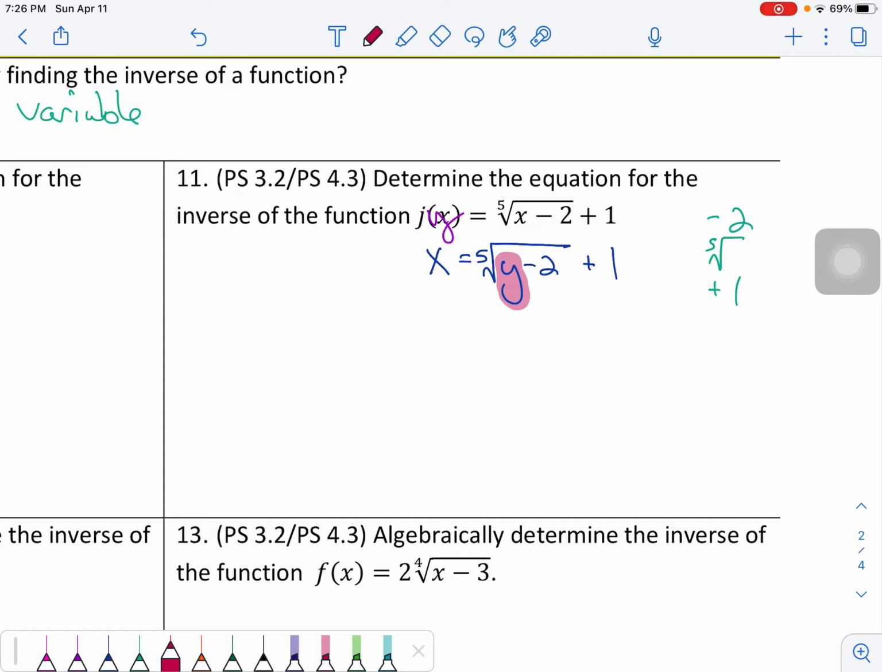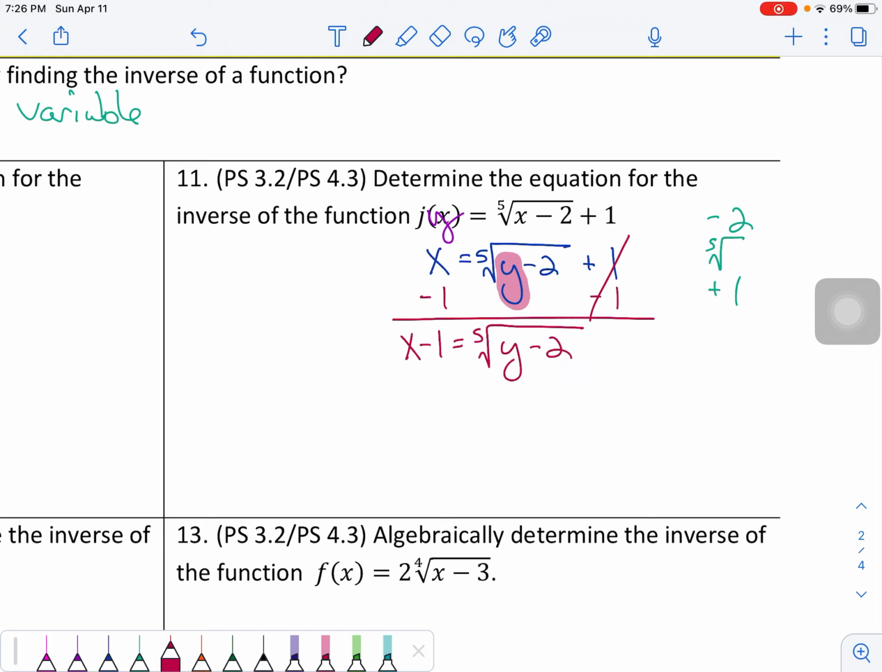If this helps you, what you're going to do now is start at the bottom of the list and work your way up. So the very first thing I want to do is get rid of the plus 1. I'm going to subtract 1 from both sides. So plus 1 minus 1 cancel. I get x minus 1 is equal to the fifth root of y minus 2. So that part's now done. If I then look at my next step, how do I undo a fifth root? Well, every root has an inverse power that I can use. So the inverse of the fifth root would be the power of 5.